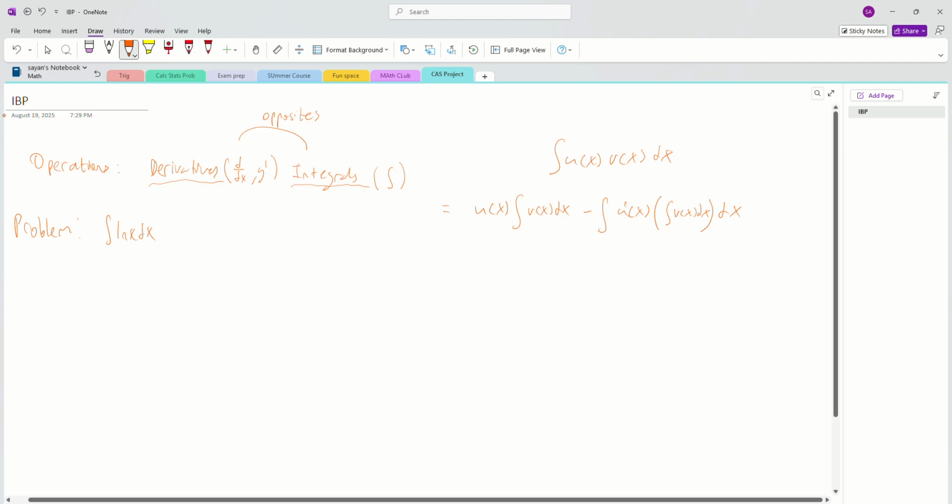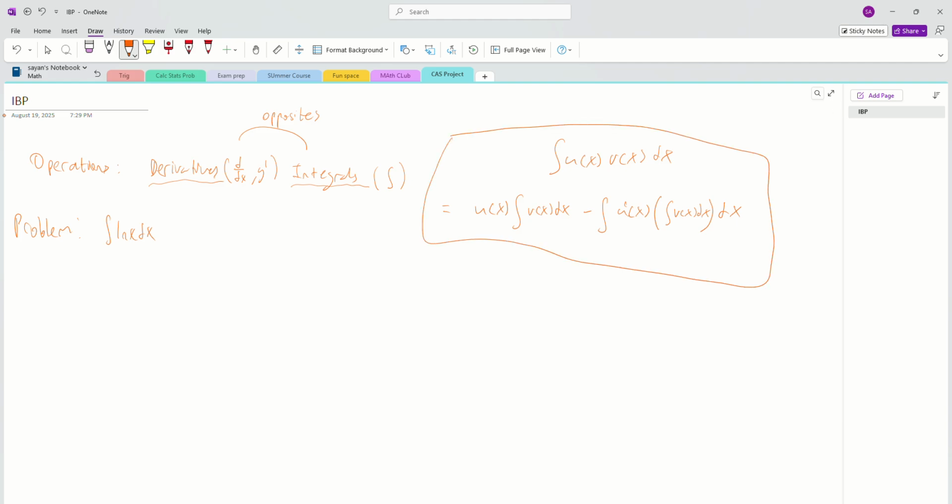So integration by parts, or IBP for short, is this formula right over here. And I know it looks daunting at first, so I'm going to break it down. All it's saying is if we have the integral of some function u with respect to x, times another function, which we call v, with respect to x, dx, that is going to be equal to the first function multiplied by the integral of the second function, minus the integral of the derivative of the first function times the integral of the second function.